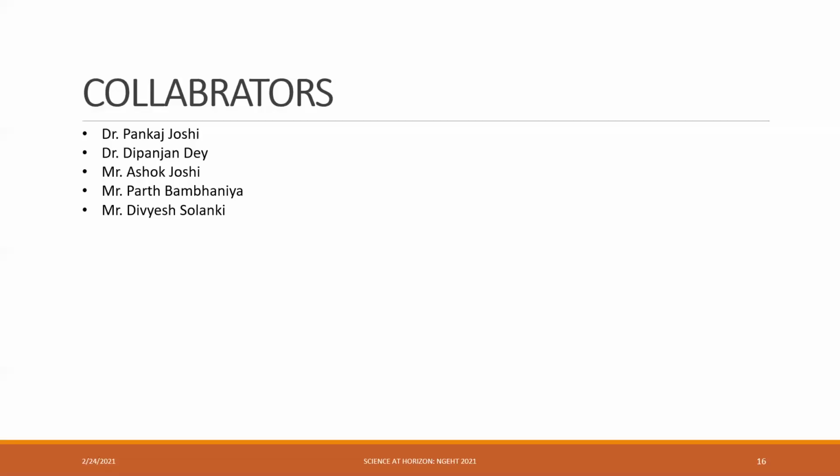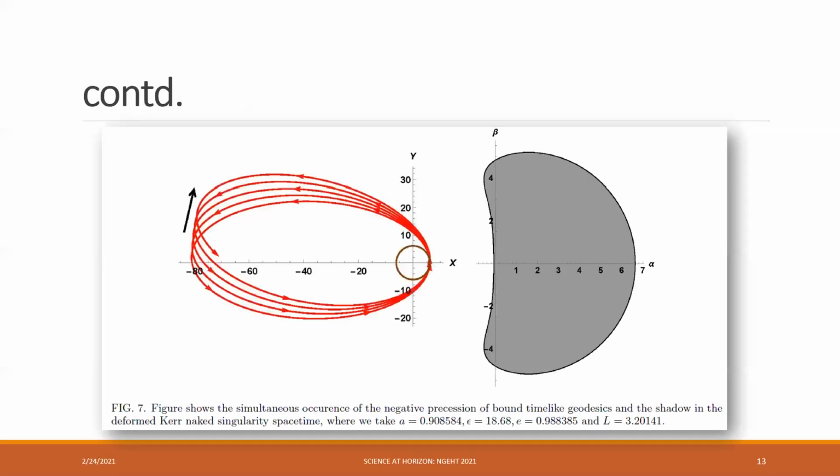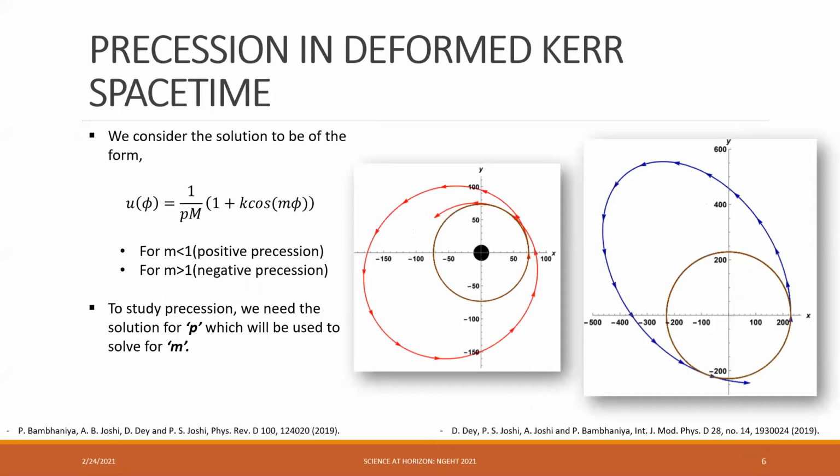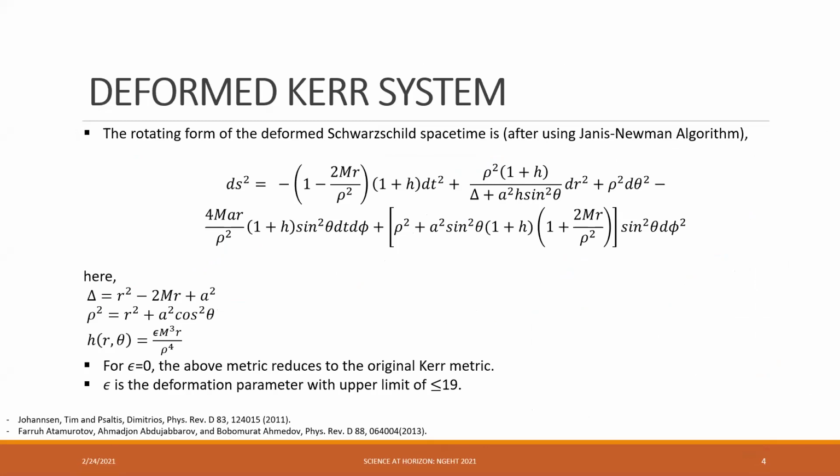Okay, I'll go back to this. Thank you for the question. I'll be answering your first question on the metric. Here we have used the Janis-Newman algorithm. Whenever you use the Janis-Newman algorithm, there is a seed metric, and then you transform that seed metric into a rotating version of itself.